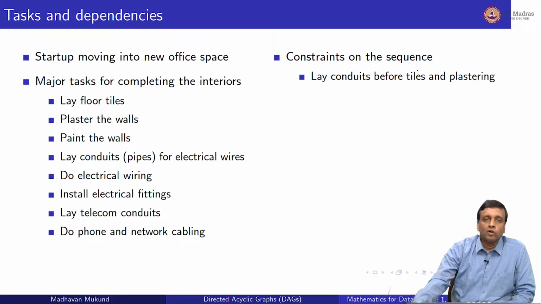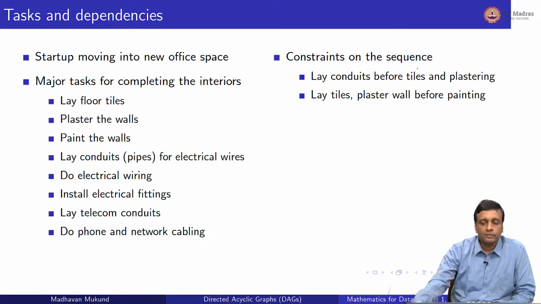So we need to put the conduits into the wall and the floor, right? So typically these conduits run along the wall to the plug points and to the ceiling. And then across the room, they will travel underneath the floor. So before you put the tiles and before you plaster the walls, you need to put the conduits. Otherwise, obviously, you'll have to break the tiles or break the walls, which is not a good idea.